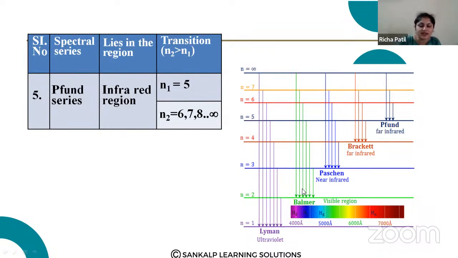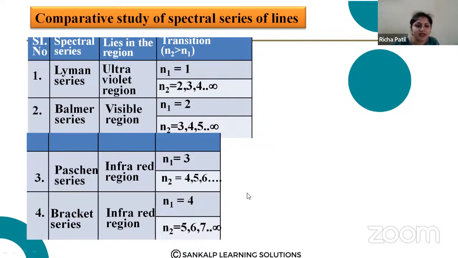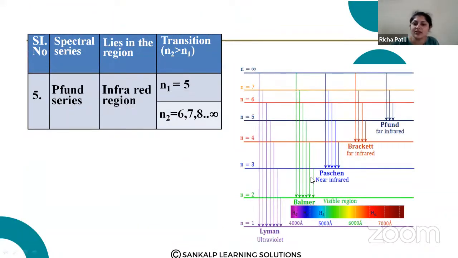Then the third is the Paschen series. Why is it called the Paschen series? Because Paschen was the scientist who found this particular spectral series. Here the stationary state is n1 equals 3, and n2 will be 4, 5, 6, 7 and it continues up to infinity. These spectral lines fall in the infrared region, and they are named after the scientist Paschen. This is the third type of spectral lines.